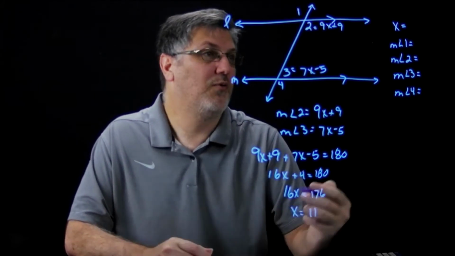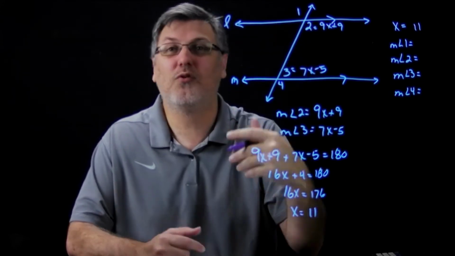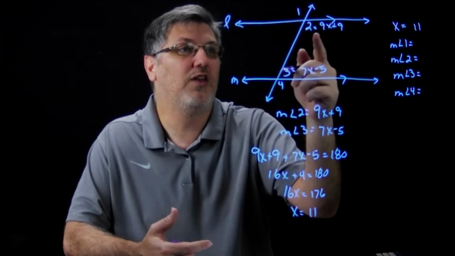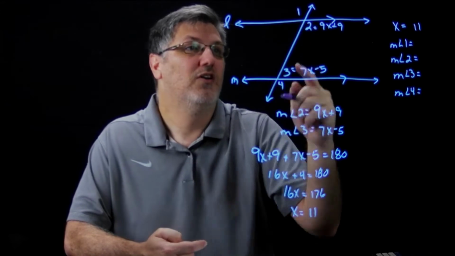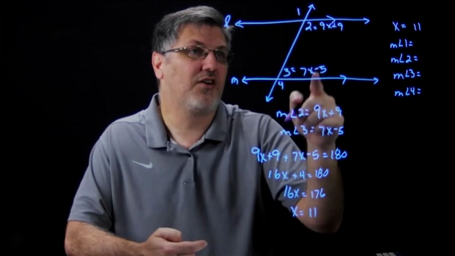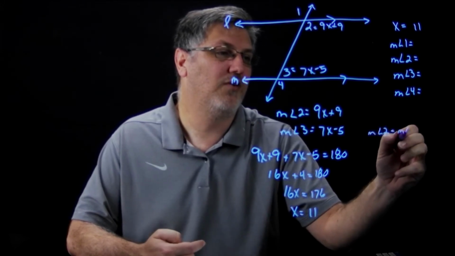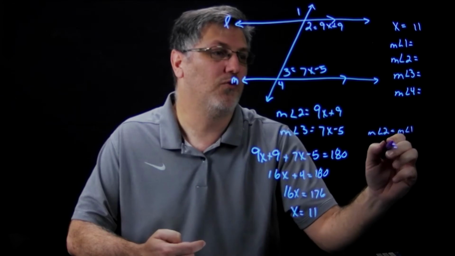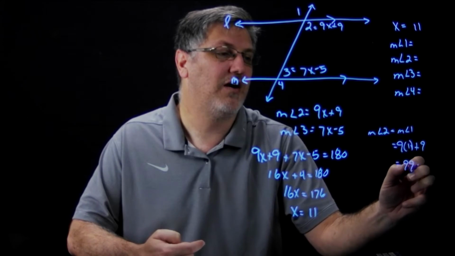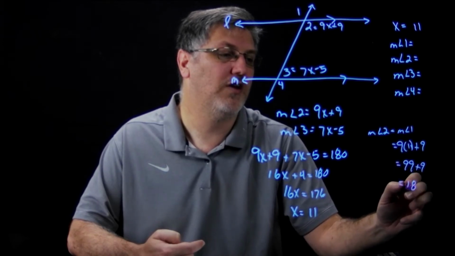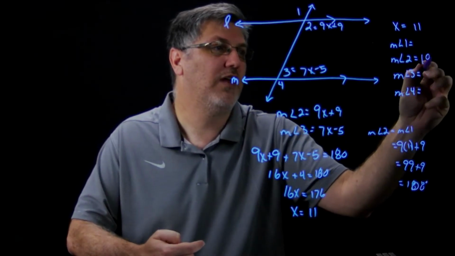All right, so now we know x equals 11. To find the measure of angle 1, well, angle 1 and angle 2 are vertical angles, so they're going to be congruent. So if I know the measure of angle 2, I know the measure of angle 1. So since I have an x, I'm going to plug it back in. So my measure of angle 2, which is going to equal the measure of angle 1, actually equals 9 times 11 plus 9, which gives me 99 plus 9, which gives me 108 degrees. So the measure of angle 2 is 108 degrees.